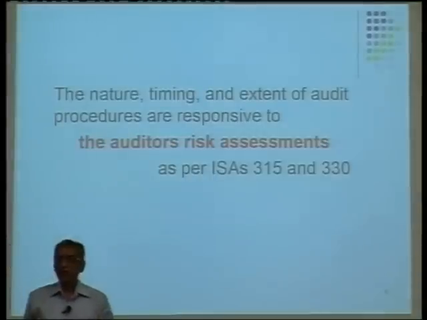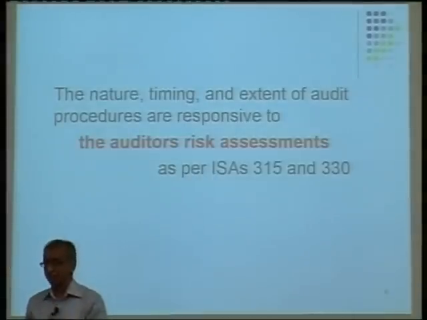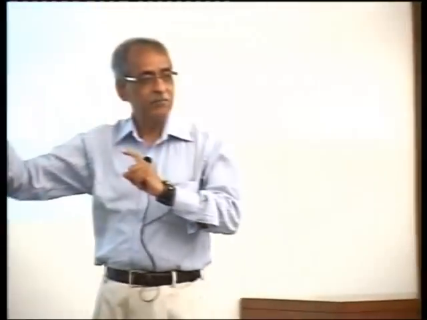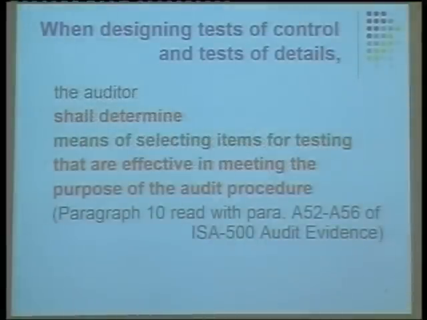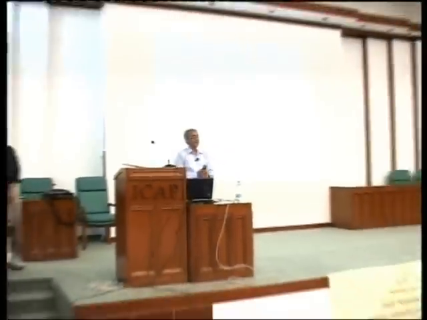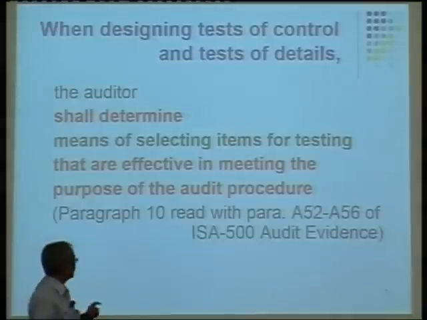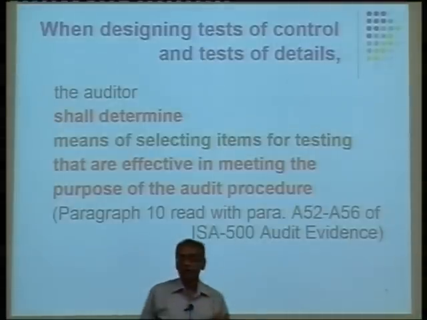Of course, whatever procedure we decide to apply or adopt, they are all responsive to our risk assessment under ISA 315, and then we respond by applying ISA 330. I'm talking of ISA. When designing tests of controls and tests of details, the auditor shall determine the means of testing that are effective in meeting the purpose of the audit procedure.